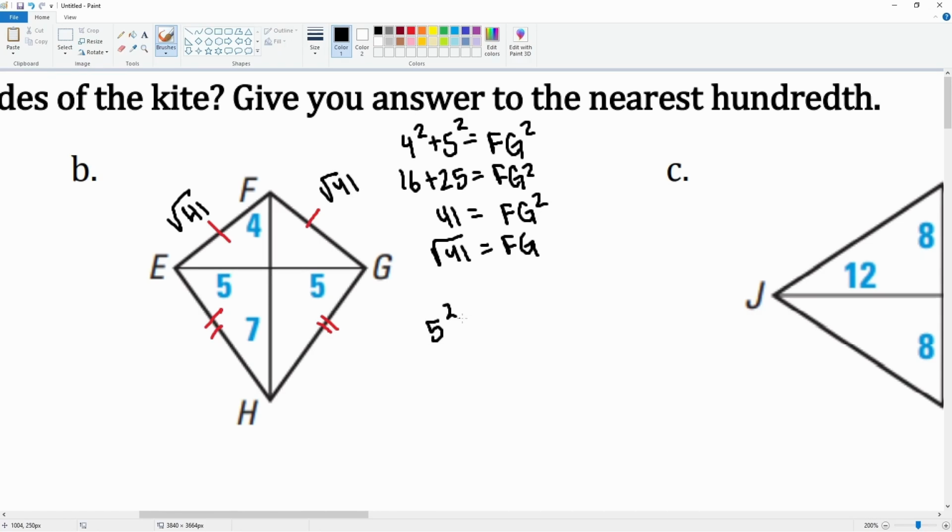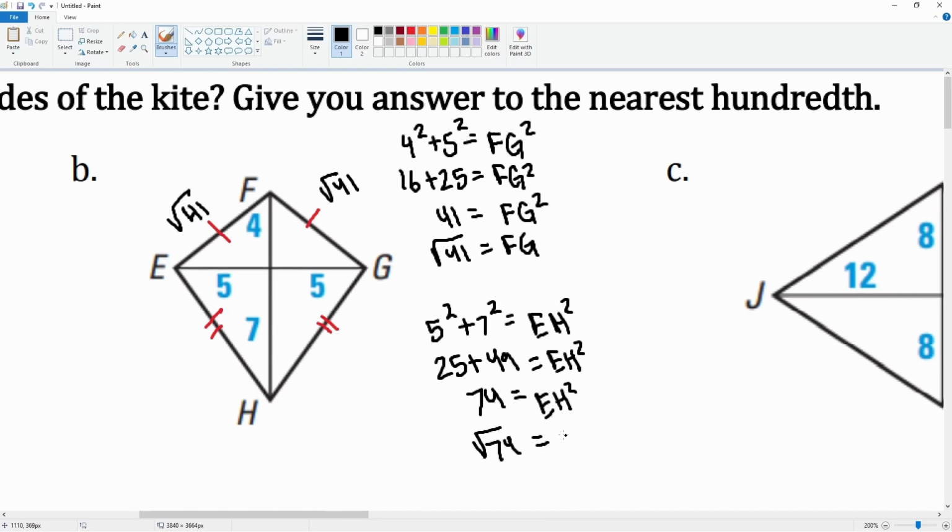Then next we have 5 squared plus 7 squared is equal to EH squared. This is 25 plus 49 is equal to EH squared. Okay, you have 25 plus 49 is equal to 74 is equal to EH squared. Square root both sides, you get square root 74 is equal to EH. So this is square root 74. This is also the square root of 74.